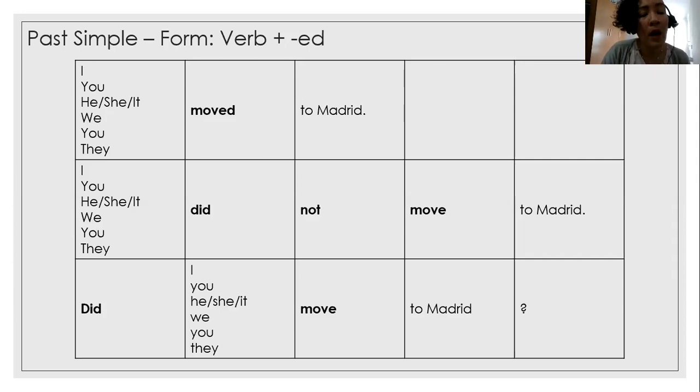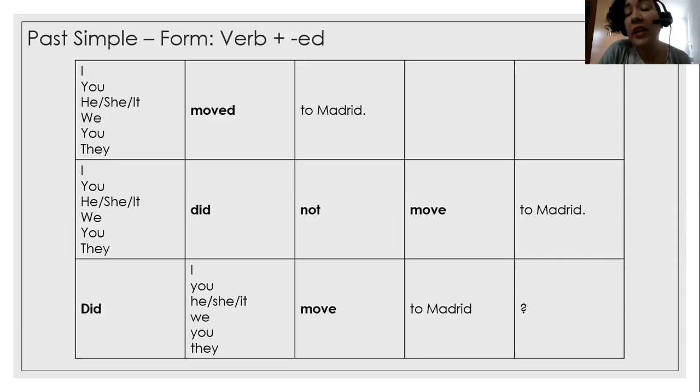So for the interrogative form, for the question form, we're going to reverse the order, just like we normally do in English questions. So first, the auxiliary verb do in the past, and then the verb. Notice that when you use the auxiliary verb, you do not have to change the main verb, okay? You don't have to add d to move. So, did she move to Madrid? Did they move to Madrid? Did you move to Madrid?